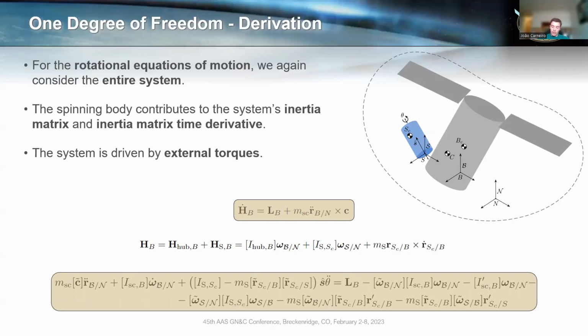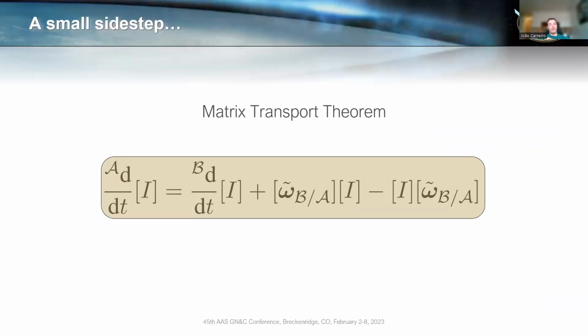And one thing that I wanted to point out first is how we leverage this very important equation, the matrix transport theorem. Now, this matrix transport theorem is completely analogous to the vector transport theorem. And what it says is it relates the time derivative of an inertia as seen by frame A with the time derivative of the inertia as seen by frame B, right? So obviously the time derivative of the inertia I with respect to frame A is equal to the time derivative of the inertia with respect to frame B plus these 2 terms.